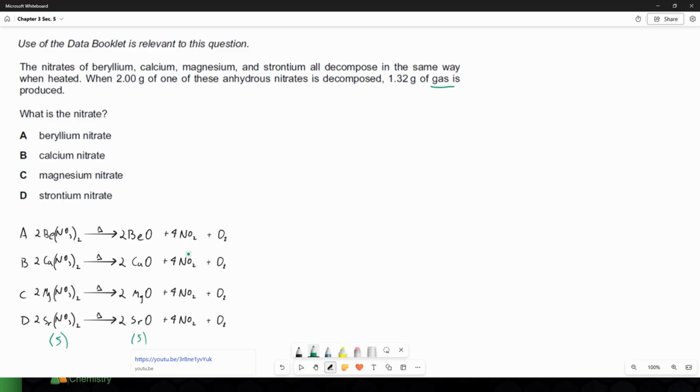NO2 is a gas at room temperature. It's something that you'll learn with time. But nitrogen dioxide is a gas. And then oxygen is a gas at room temperature. So when they say we have 1.32 grams of gas produced, what they're essentially saying is that between the nitrogen dioxide and the oxygen, we have 1.32 grams produced. And that we decompose 2.0 grams of the nitrates.